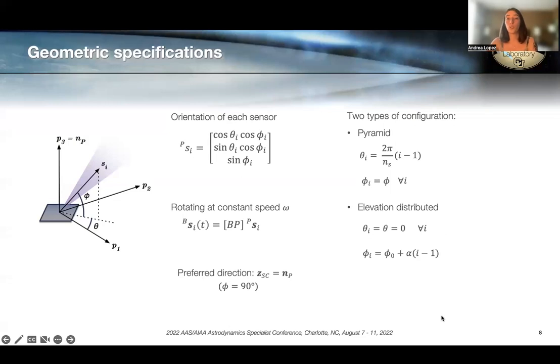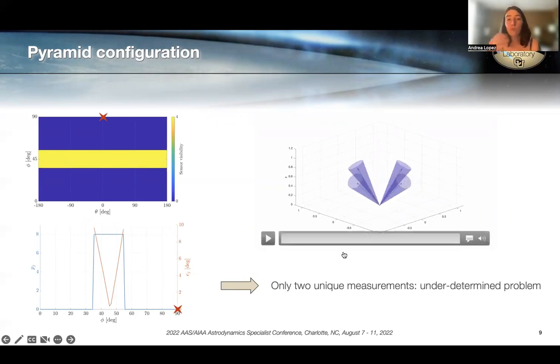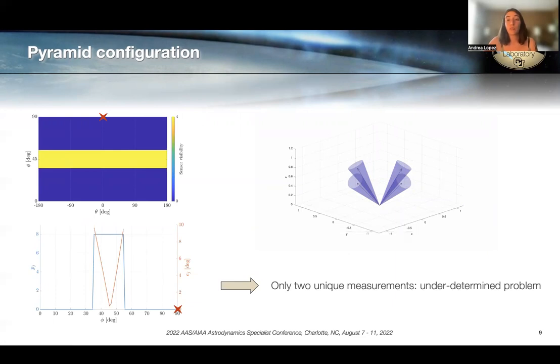We're going to study two different types of configuration, which are pyramid and elevation distributed. And I'll just go ahead and show you what this looks like. The pyramid configuration is, again, inspired by the classical pyramid assembly of CSS. And as you can see, the field of view in this example is 10 degrees, and there are 4 sensors, and they are rotating about the normal to the platform, and the platform is assumed to be the XY plane in here.